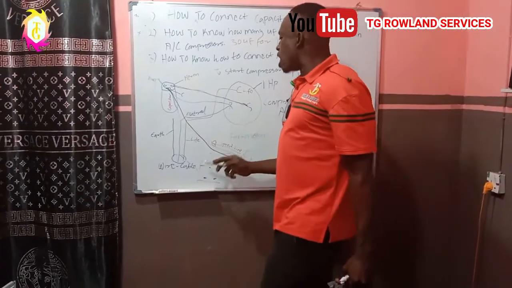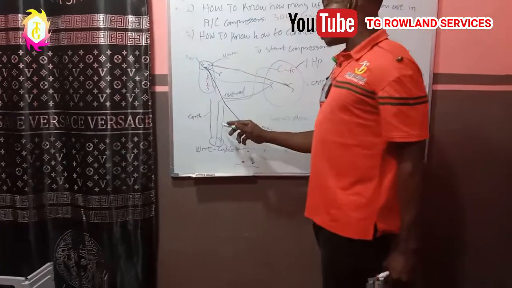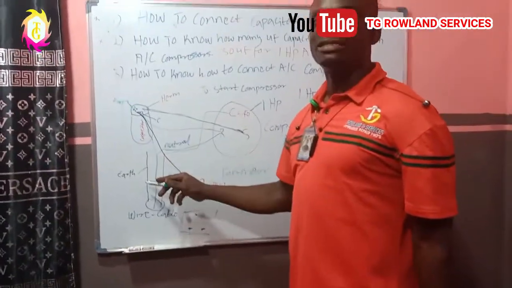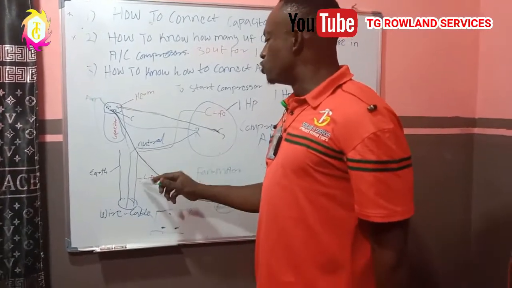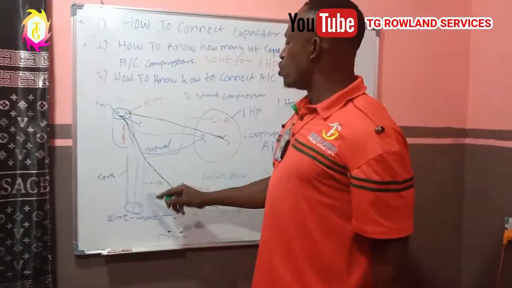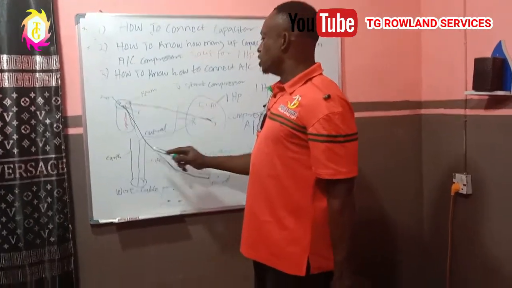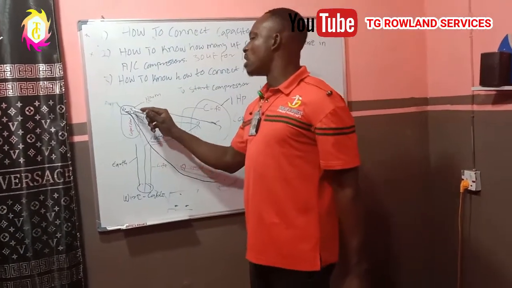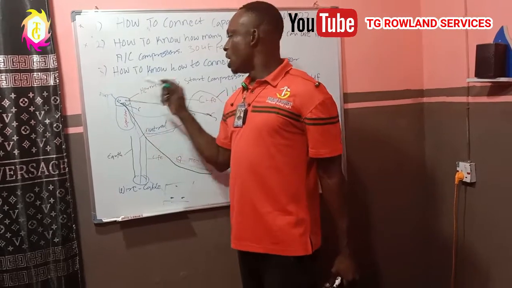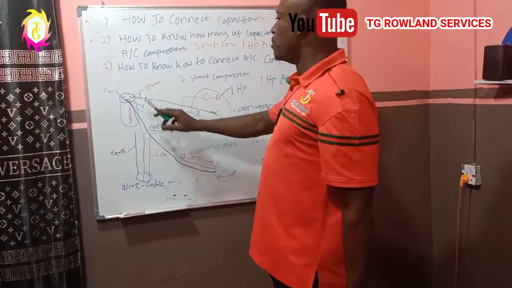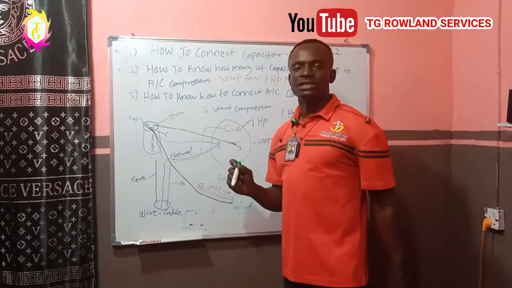And when you look at the wire cable, which we have explained so far, we have what we call live, neutral, earth. In this live, neutral, earth, you connect your live to the common. You connect the neutral to the neutral line of the capacitor line, and you make it in a way that will enable the unit to start.